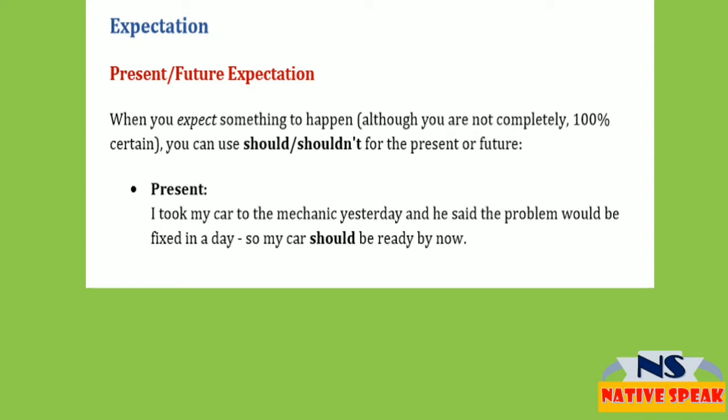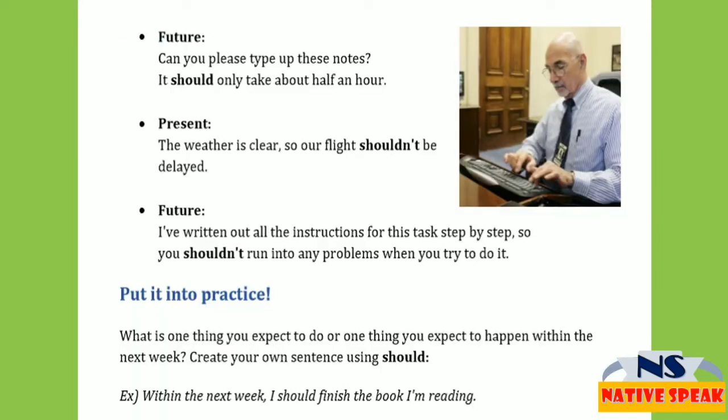Now let's talk about expectation. When you expect something to happen, although you are not completely 100% certain, you can use should or shouldn't for the present or future. For example, I took my car to the mechanic yesterday and he said the problem would be fixed in a day, so my car should be ready by now.